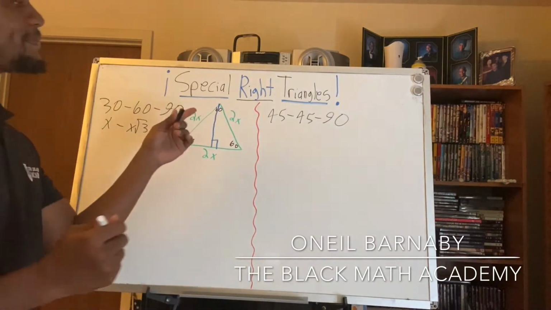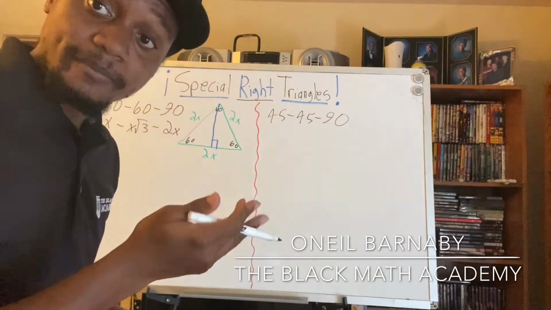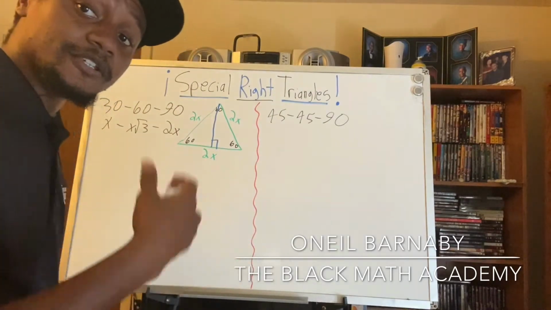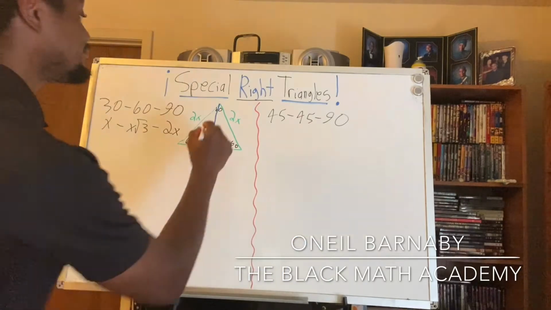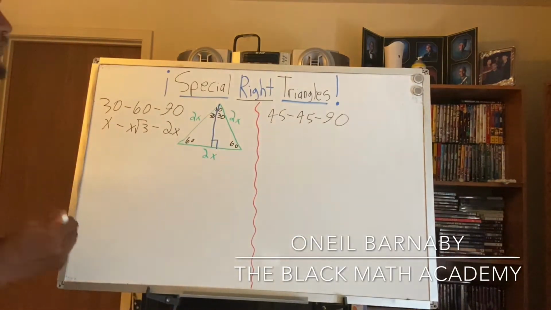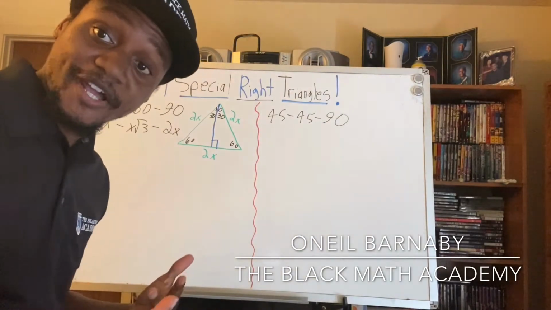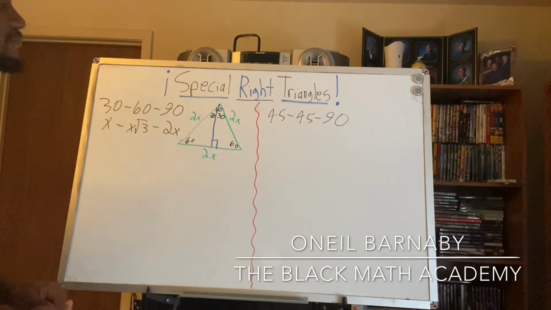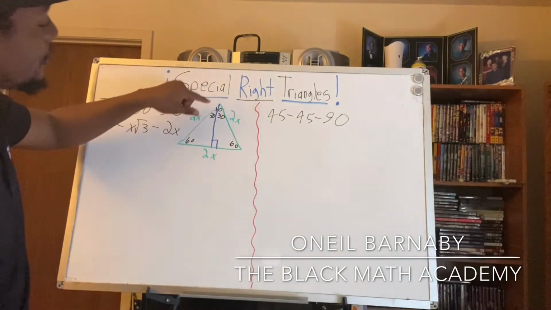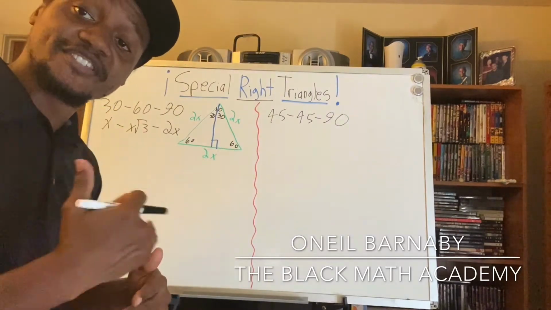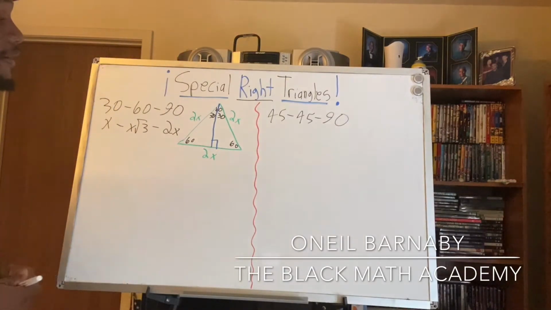But since the top angle was cut in half by a perpendicular bisector, it cut 60 in half. So half of 60 is 30. 30 here, 30 there. And there is your 30, 60, 90 triangle. 30, 60, 90. Now, that perpendicular bisector we drew doesn't just cut the angle in half, it also cuts the side length in half down here as well.